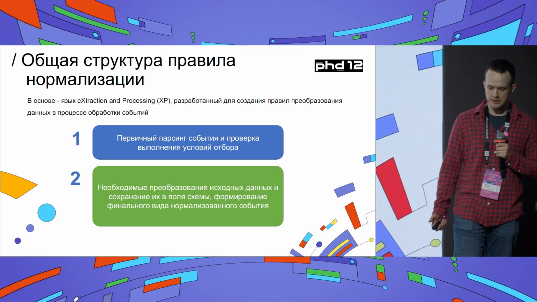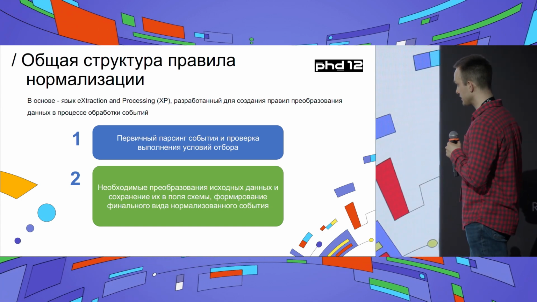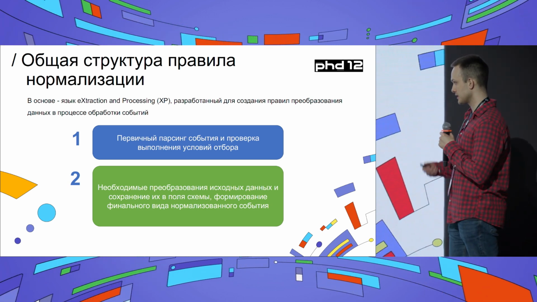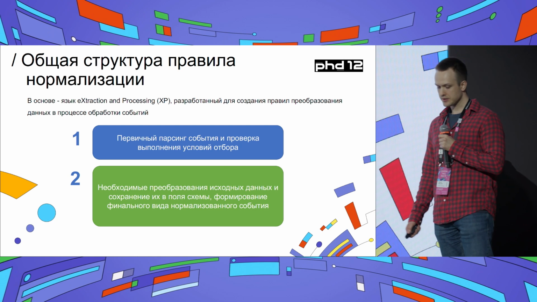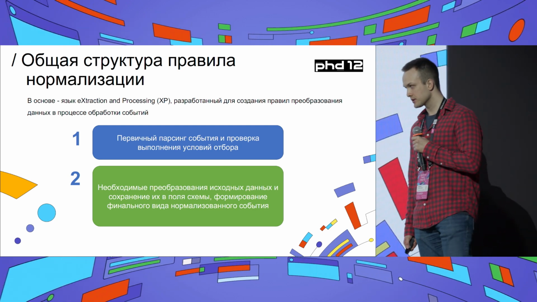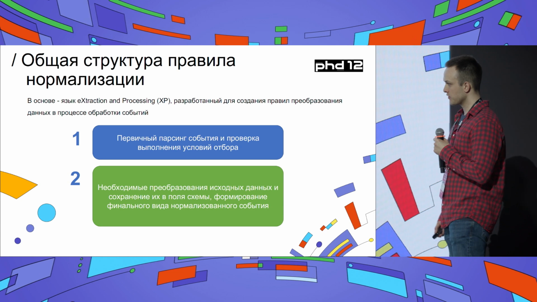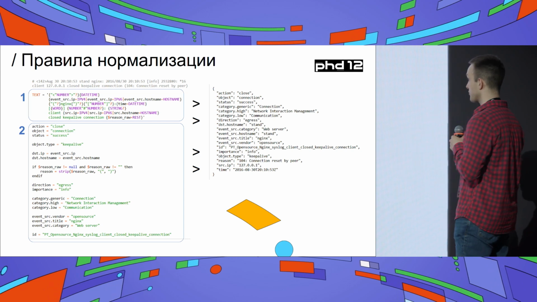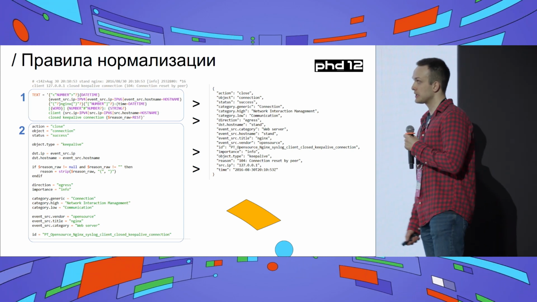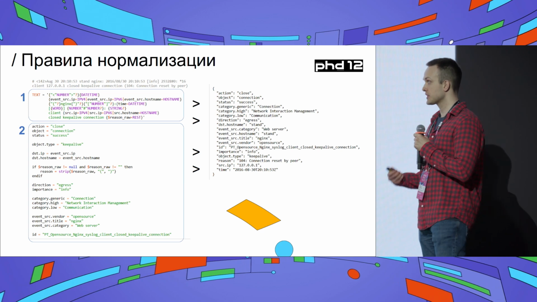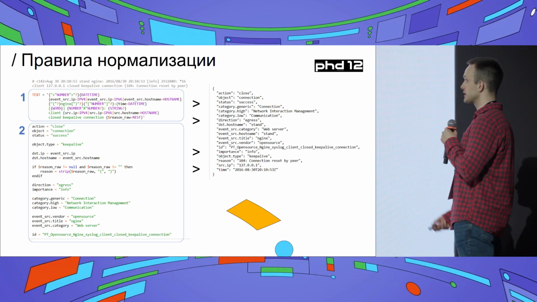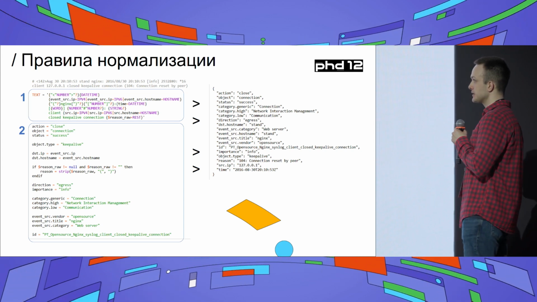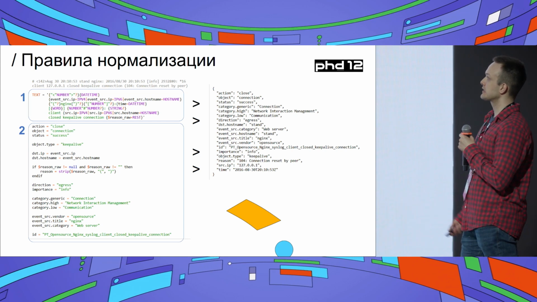Normalization rules consist of two components. First is preliminary parsing of an event and checking for meeting the selection conditions. And if this condition is met, then the next part is the main rule and transformation of the data into the necessary format. Let's look at a simple example of a rule using our DSL. This is a text log from an Nginx source, which tells us that a connection was closed.